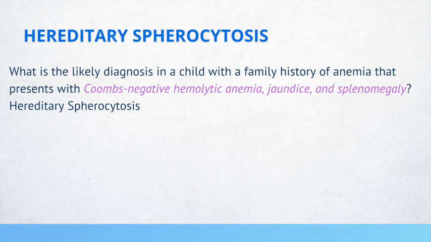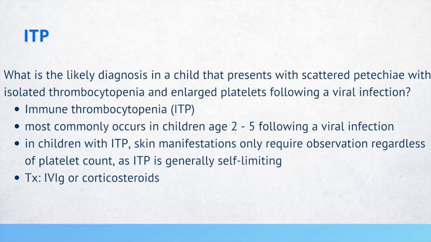What is the likely diagnosis in a child with a family history of anemia that presents with Coombs negative hemolytic anemia, jaundice, and an enlarged spleen? Hereditary spherocytosis.